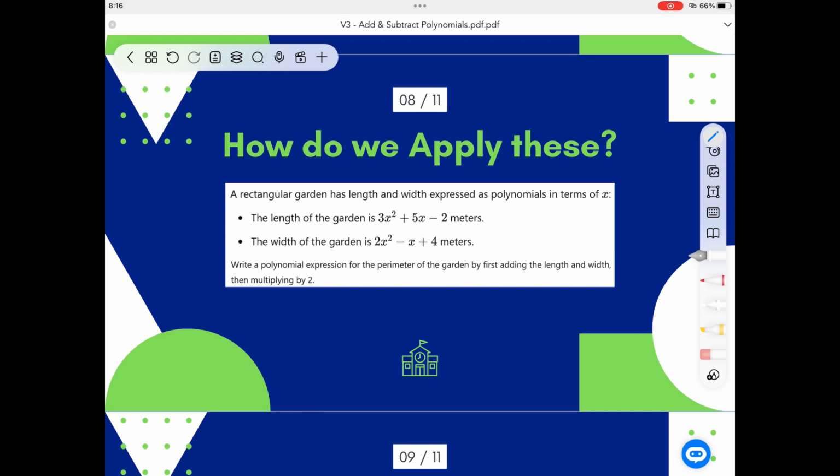It says a rectangular garden has a length and width expressed as polynomials in terms of x. The length of the garden is given by the polynomial 3x squared plus 5x minus 2 meters, and the width of the garden is 2x squared minus x plus 4 meters. Our job is to write a polynomial expression for the perimeter of the garden, and then they give us the hint by first adding the length and width and then multiplying by 2.